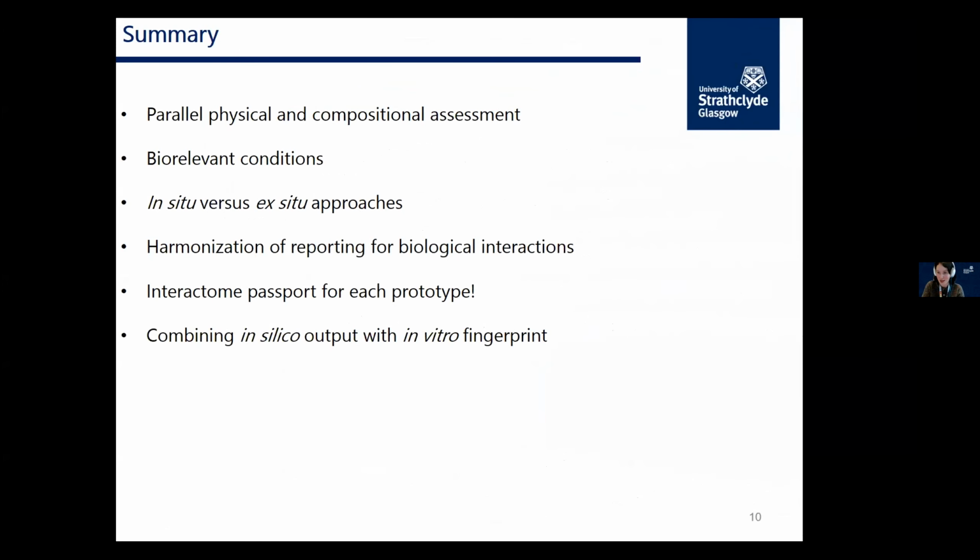So I've pretty much covered most of these points in the talk today. I think it's really important in the characterization of complex medicines to apply biorelevant methods and to look at a combination of both in situ and ex situ approaches, so that we can ensure that what we're observing is not an artifact of the technique being used. We should also look at more harmonization in how we perform and report experiments looking at biological interactions, and ultimately develop an interactome passport for every prototype. And the more that we understand and the more that we build libraries, hopefully this can pave the path for future therapies.